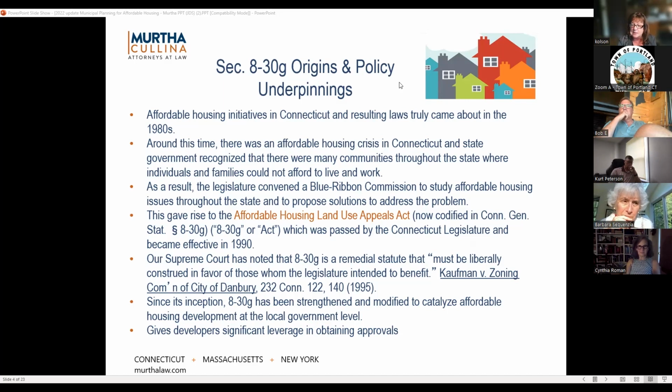Since 8-30g was adopted, it has been strengthened, most recently by Public Act 21-29, and become even more stringent. Not to mention the fact that there is now a host of precedent of court cases interpreting the act, which again really has circumscribed 8-30g and made it even more, I guess, ironclad in favor of an affordable housing developer that comes to your town.